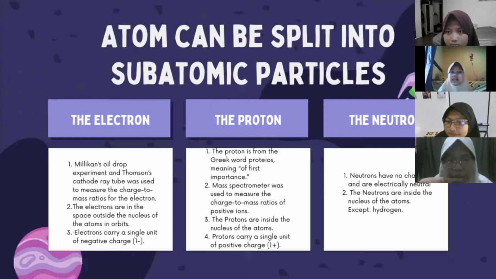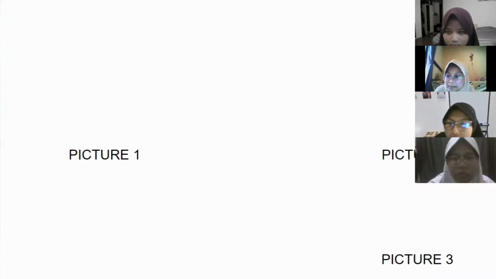Oh, so the atom has three structures: the electron, proton, and neutron? What is interesting to me is the experiments that proved the existence of the electron, proton, and neutron. Could you explain to us about those experiments? All right, Khaliza, next please.